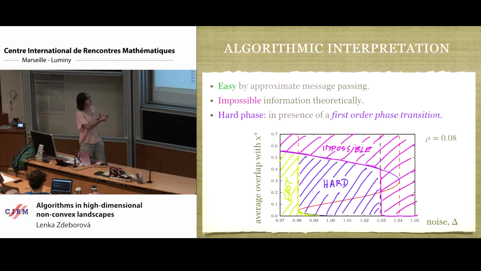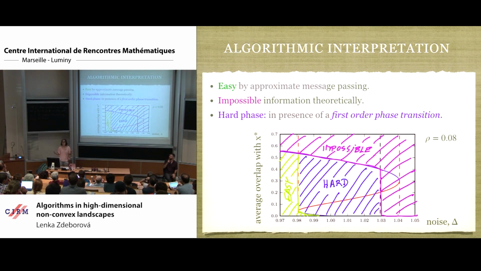Okay, the purple region is the one where it is impossible information theoretically, given the noise, to obtain such a good overlap. Simply there is too much noise, the information got lost. Okay, the green region, that's where the approximate message passing gives us such an overlap given the noise.